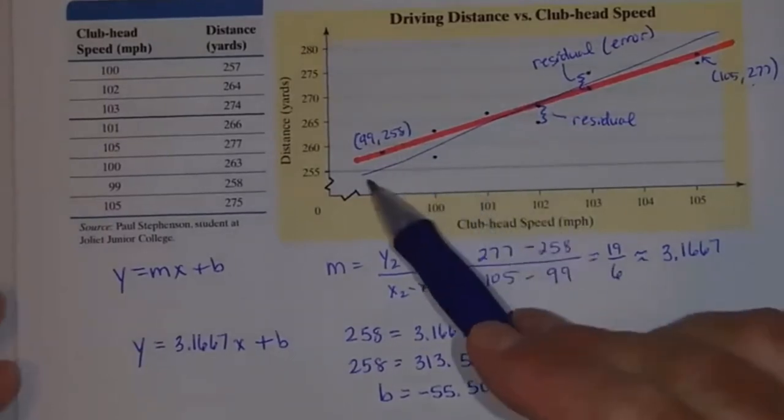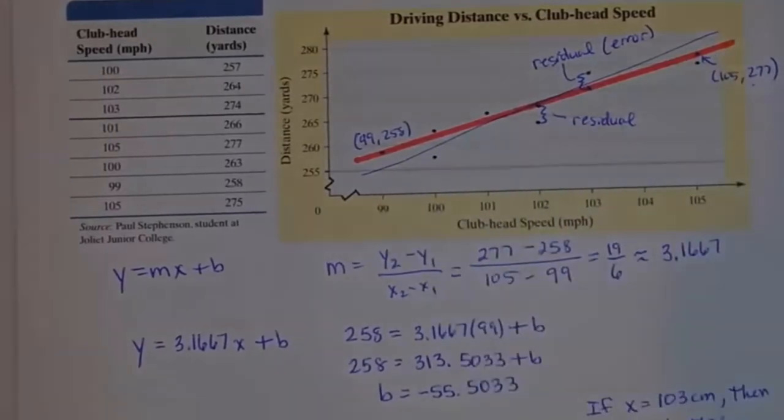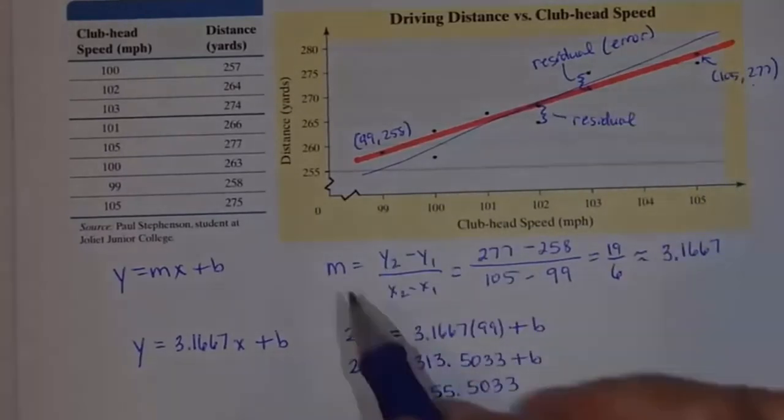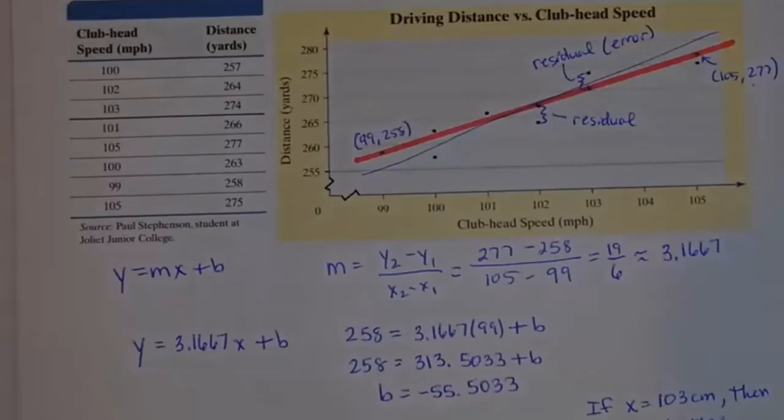Now that would also happen if I used the blue line. And that would also happen to any other line that I draw through these data. There's always going to be a residual. So statisticians have agreed that the best line is the line that has the smallest amount of residuals.